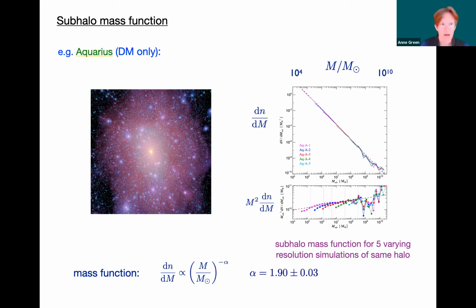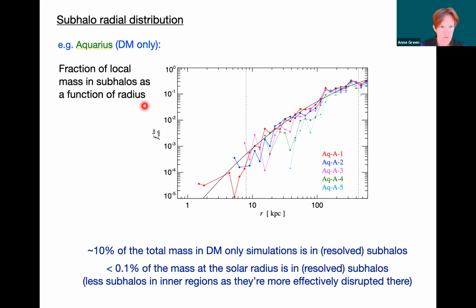stripped and destroyed. And so this plot, again from Aquarius, the dark matter only simulation, is the fraction of the local mass in subhalos as a function of radius. So going out from the smallest radii that these simulations can resolve, of order a few kiloparsecs, through the solar radius where we're sat, denoted as the dotted line, and then going right the way out to the virial radius, the rightmost dotted line at a few hundred kiloparsecs. And again, the different colours are the results from different simulations of the same object at higher and higher resolution, with red being the highest resolution.